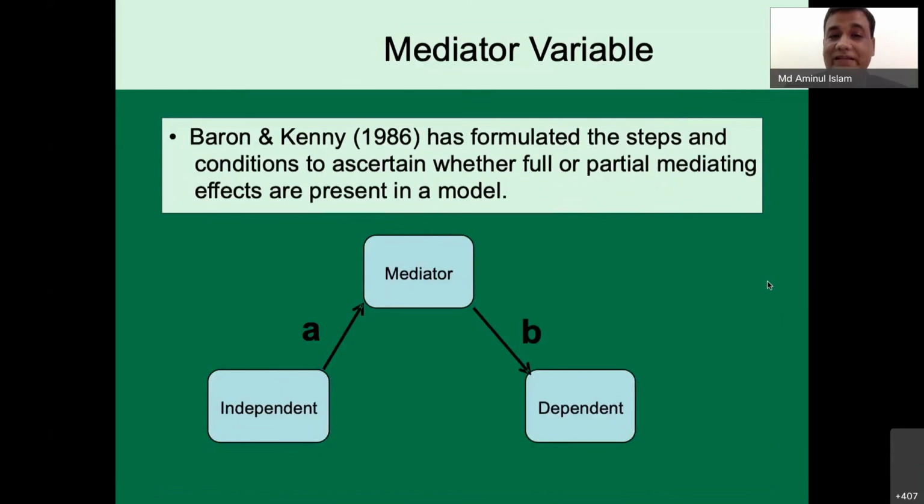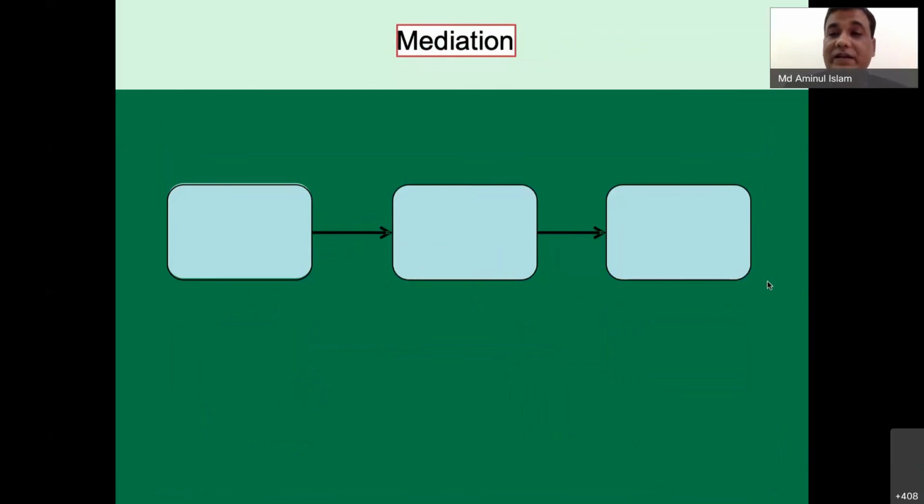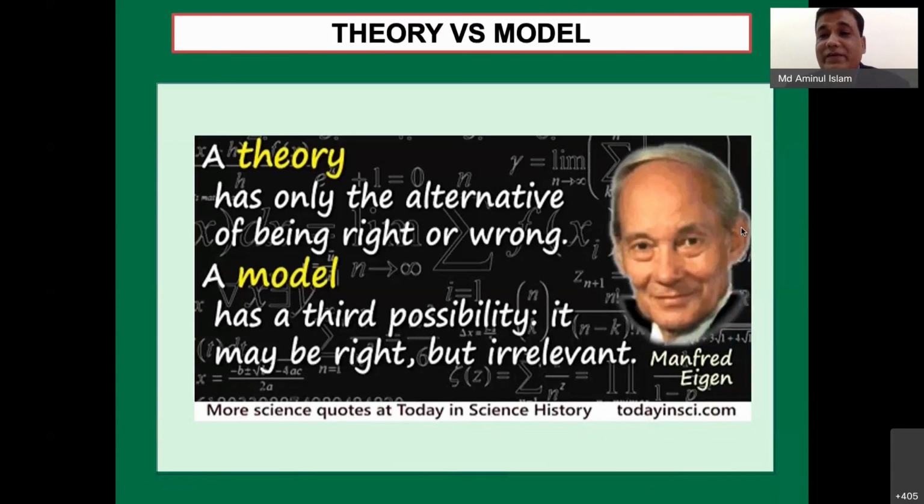So this is how Baron and Kenny propose it: independent to mediator to dependent, okay? And this is what MacKinnon says: independent to dependent, independent to mediator, mediator to dependent. So that's how it should be taken. But earlier I saw this one proposing independent to mediator to dependent. And you can even have models beside theory, right? As Mangrave Egan said, theory has only the alternative of being right or wrong, but a model has something additional.